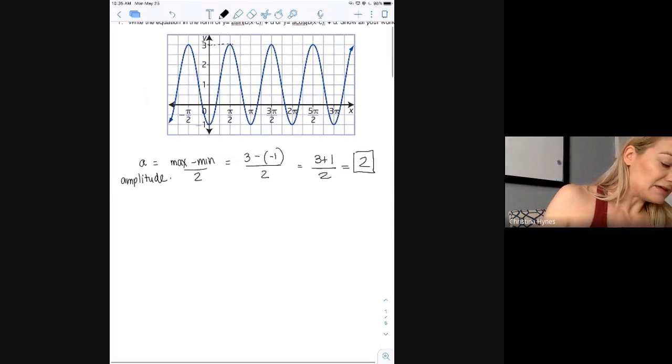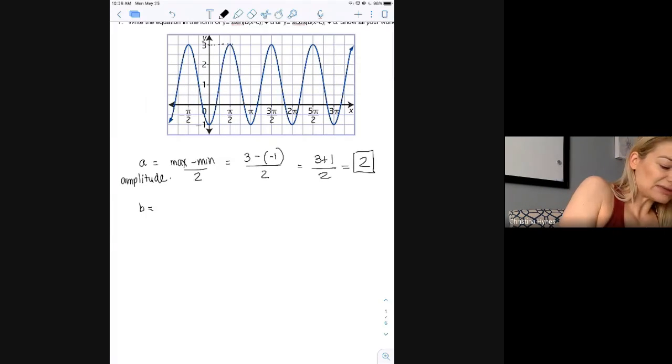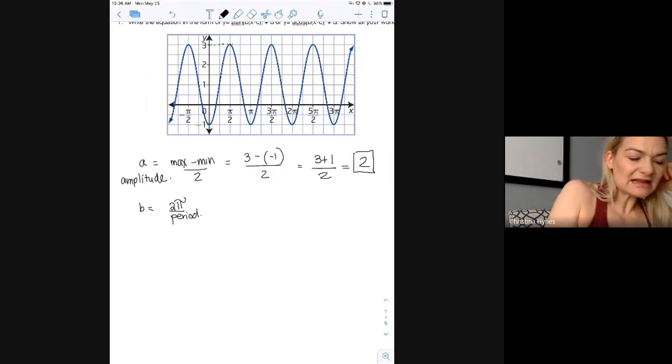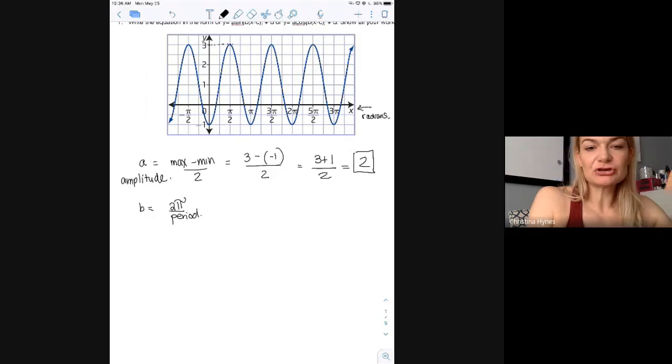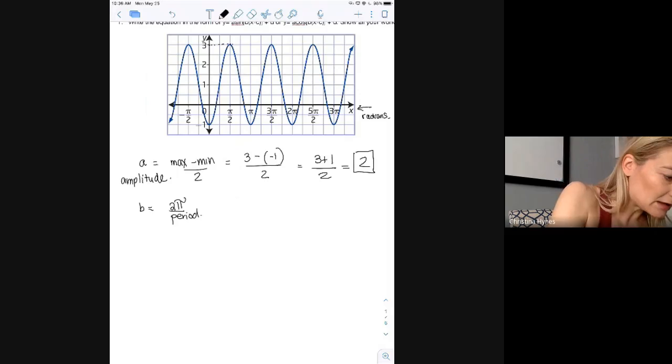Then we have our b value. Our b value is found by taking 2 pi and dividing it by your period. The reason I'm using 2 pi is, if you look, your x values are in radians. If you saw a degree symbol, you would use 360 instead. You would go 360 degrees and divide it by your period. So I'll show you how to find your period.